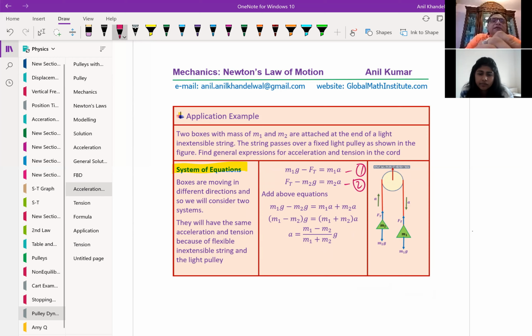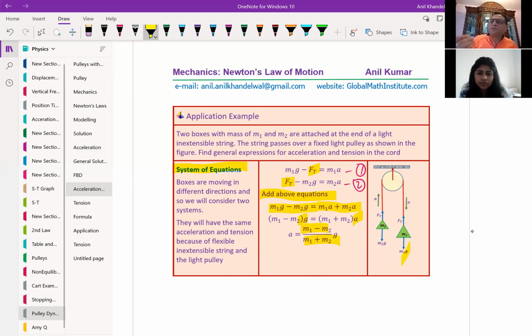If you add these two equations, as I was saying, Ft and Ft will cancel away. We get M1G minus M2G equals M1A plus M2A. Take G common on the left side, A common on the right side, divide and isolate A to get the general formula. The general formula for acceleration is the difference of masses divided by the sum of masses, times G. Easy to remember, right?